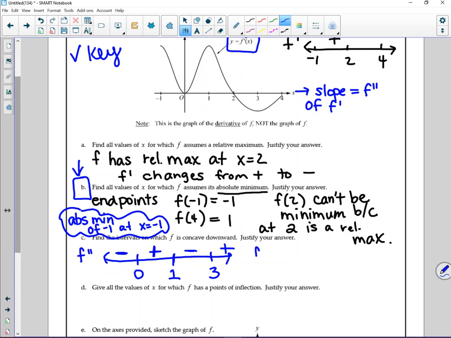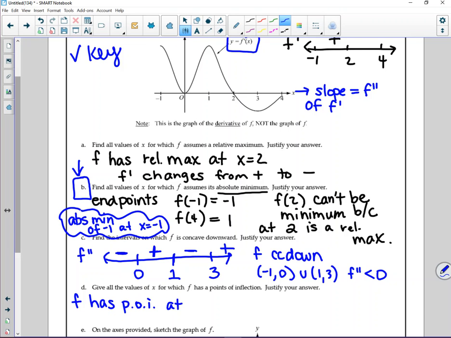And so f is concave down from -1 to 0, union 1 to 3, because f double prime is negative. And f has points of inflection at x equals 0, 1, 3. Justification, f double prime changes the sign.